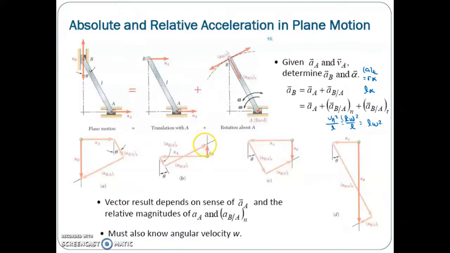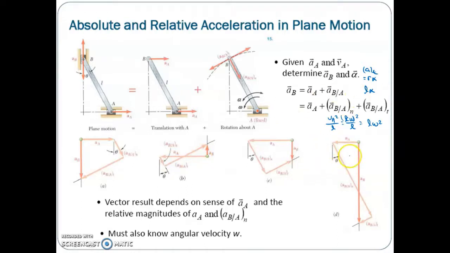Another case arises when A_A is going in this direction. A_B/A normal always has to go towards the center of rotation. Then in this case, if the tangential component is very large, it leads to a positive, upward acceleration at B. But if it is not so large, it will lead to a negative, downward acceleration at B. So these two conditions depend on the intensity or the value of our tangential component.